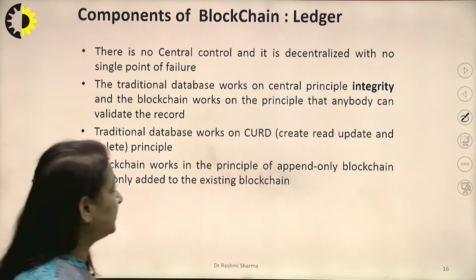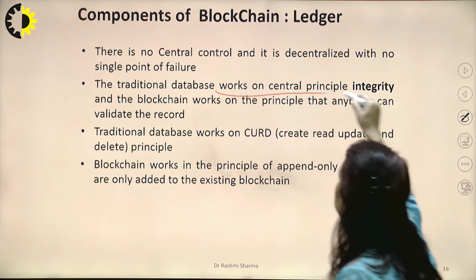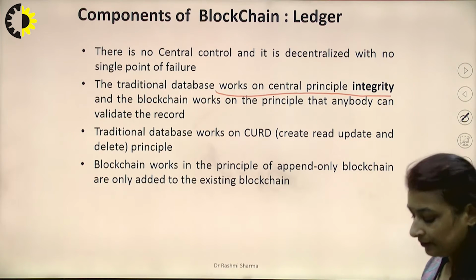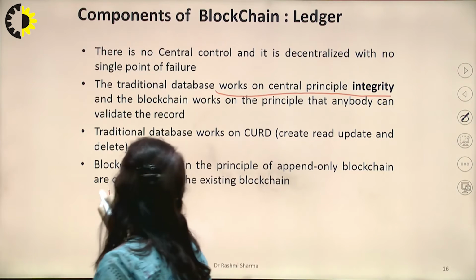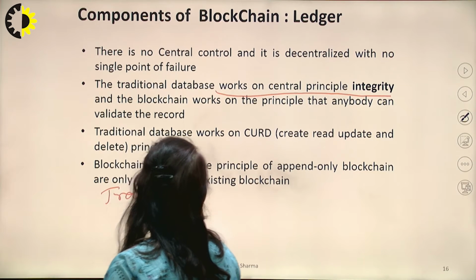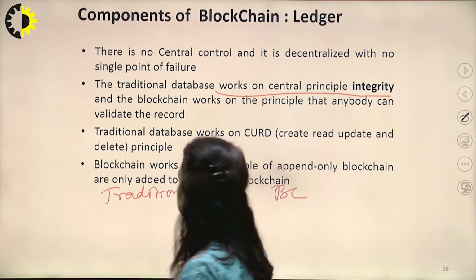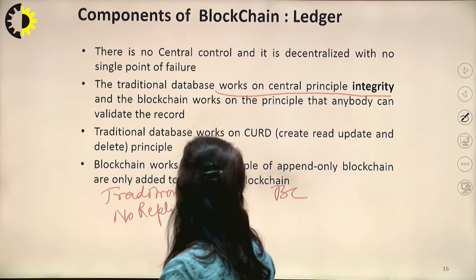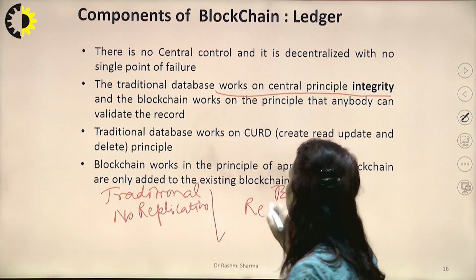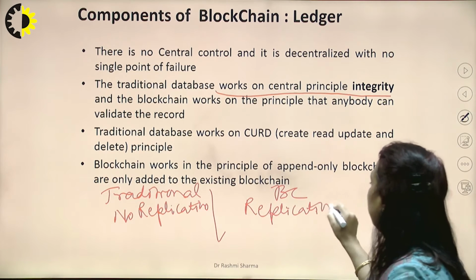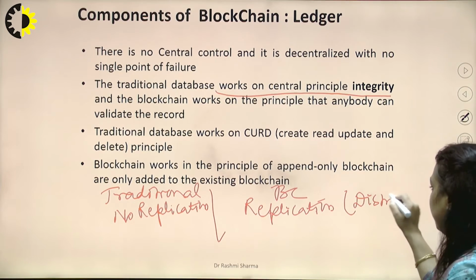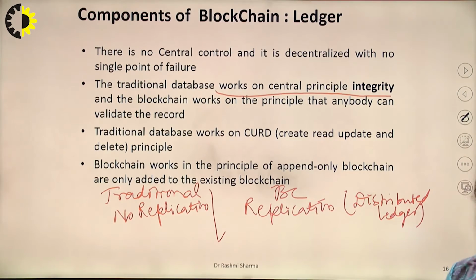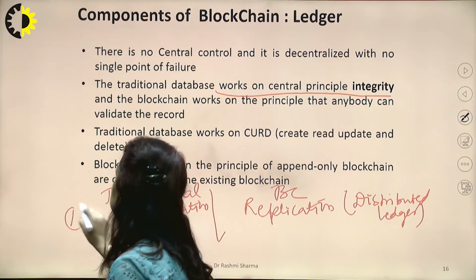In traditional databases, it works on the central principle of integrity, but in the blockchain, anyone can validate it. So first, I can tell the difference between a traditional database and the blockchain. First, in the traditional database, no replication of data was there. Here we have replication of data, by keeping the distributed ledger. This is the first basic difference which you have seen on the previous slide.